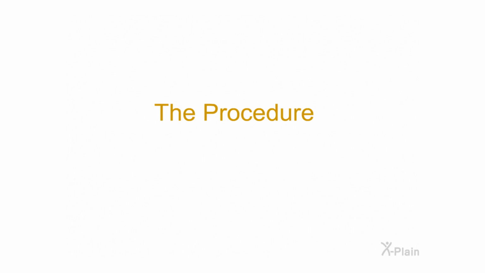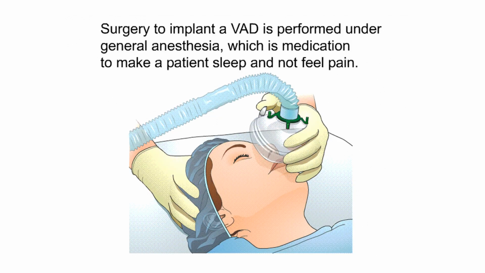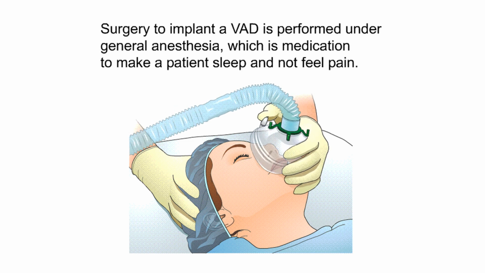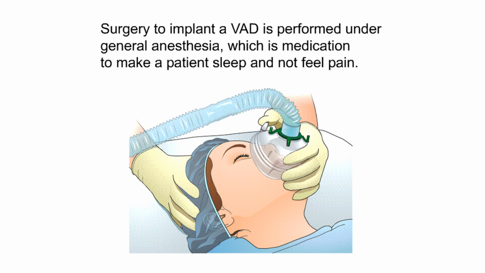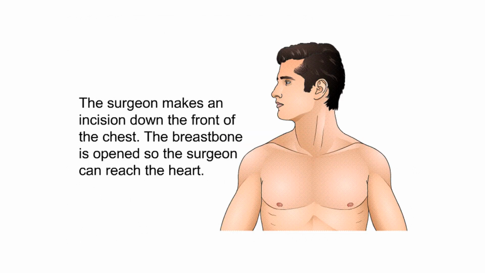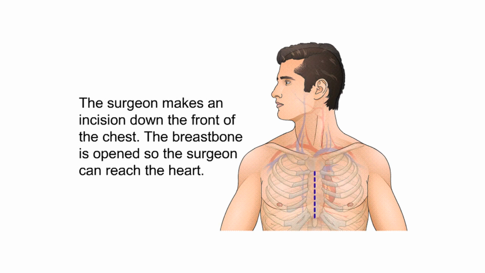The procedure. Surgery to implant a VAD is performed under general anesthesia, which is medication to make a patient sleep and not feel pain. The surgery to implant a VAD is considered open heart surgery. It usually takes 4 to 6 hours. The surgeon makes an incision down the front of the chest. The breastbone is opened so the surgeon can reach the heart.